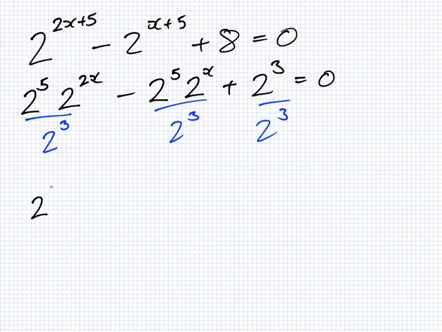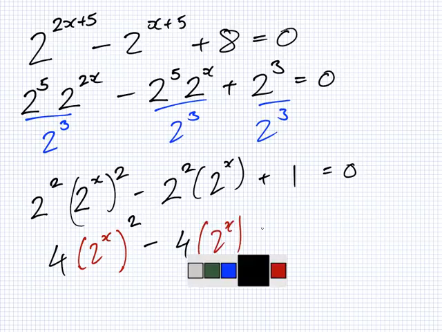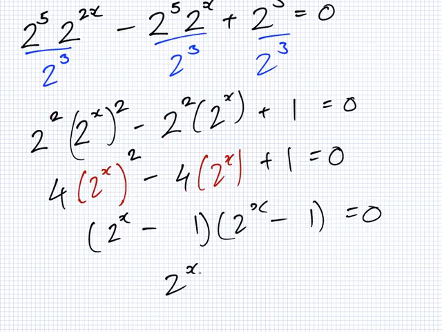So this would be 2 squared, (2 power x) squared minus 2 squared, 2 power x plus 1 equals 0. So this is 4 times (2 power x) squared minus 4 times 2 power x plus 1 equals 0. Does this have factors? Well, it has to be a 1 and a 1. (2 power x minus 1). Yes. So we only have one possibility. 2 power x equals 1, which means that x has to equal 0.